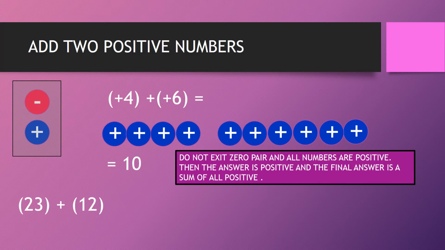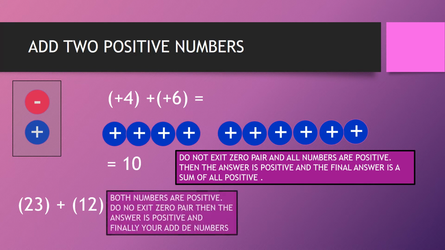Another example is 23 plus 12. What am I going to do here? Listen, both numbers are positive, then the answer is going to be positive. In this case, I don't have 0 pairs because all the numbers are positive. Now, because all numbers are positive, my answer is positive. And what is the final answer? You add 23 and 12, and the final answer is 35.